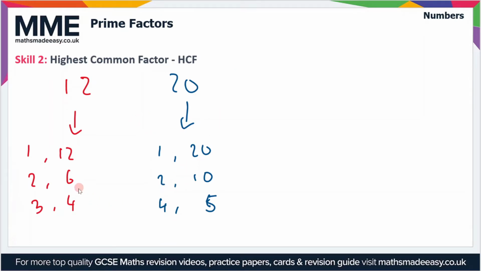Now, well, if you look closely, you'll see that 4 is the largest value that's in both of these lists. So therefore, the highest common factor of 12 and 20, highest common factor we can write as HCF, is 4.